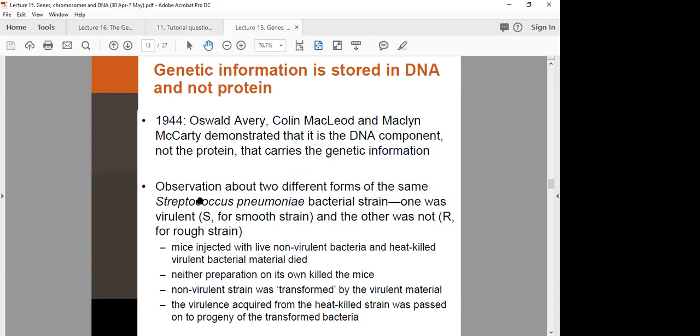They did this by observing 2 different forms of the same bacterial species. This is Streptococcus pneumoniae, a bacterium that can cause pneumonia and bronchitis, meningitis, and various other infections. They used 2 different strains of the Streptococcus bacterium. One was virulent, that is, it caused disease, and it was called S for smooth strain. The other was not virulent, not disease causing, and it was called R for rough strain.